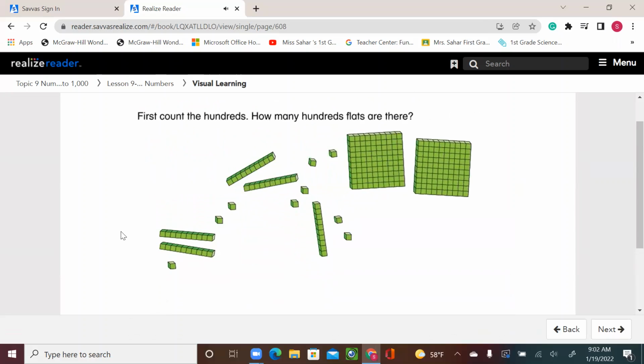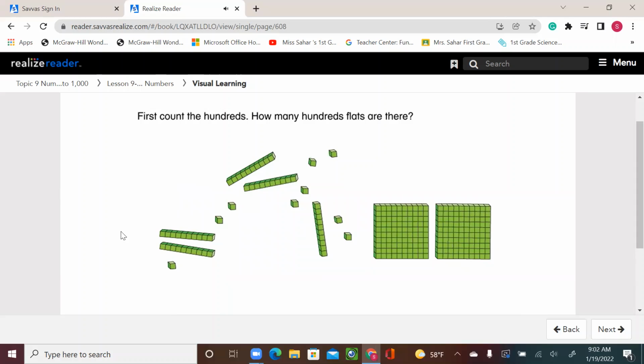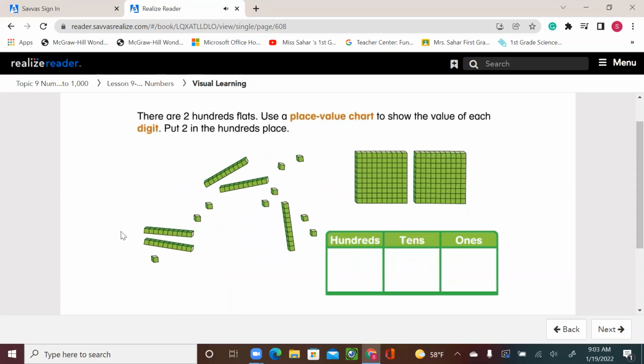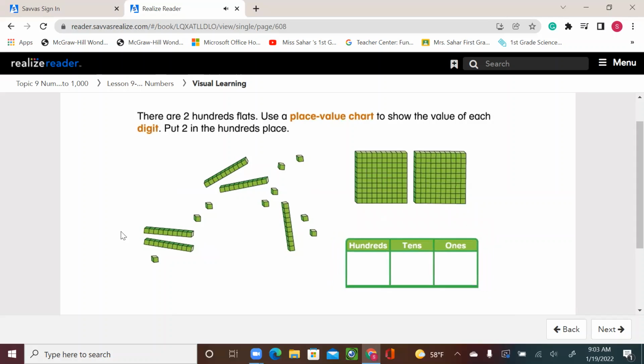First, count the hundreds. How many hundreds flats are there? There are 2 hundreds flats. Use a place value chart to show the value of each digit. Put 2 in the hundreds place. All right, so this is our place value chart. I put first the big number, the hundreds. I arrange them, and that's what I have, 200. After that, we're going to count the tens, and we're going to put the value for the tens under the tens.